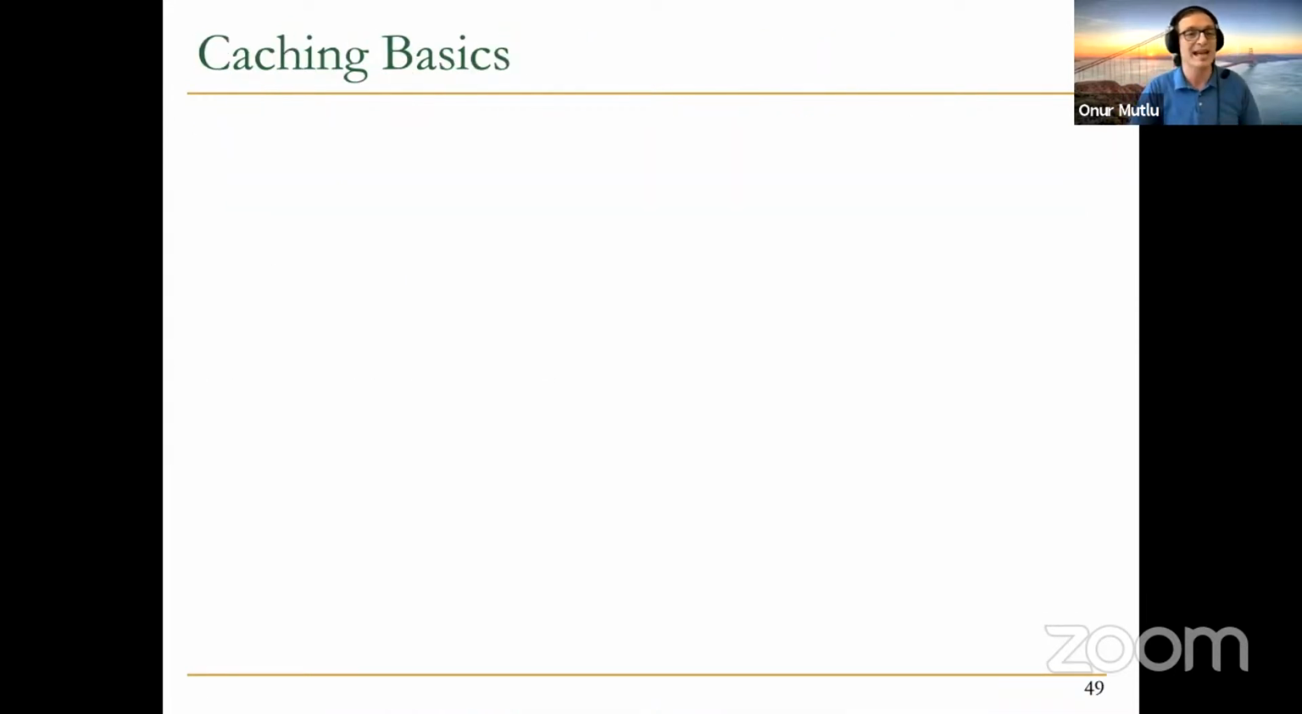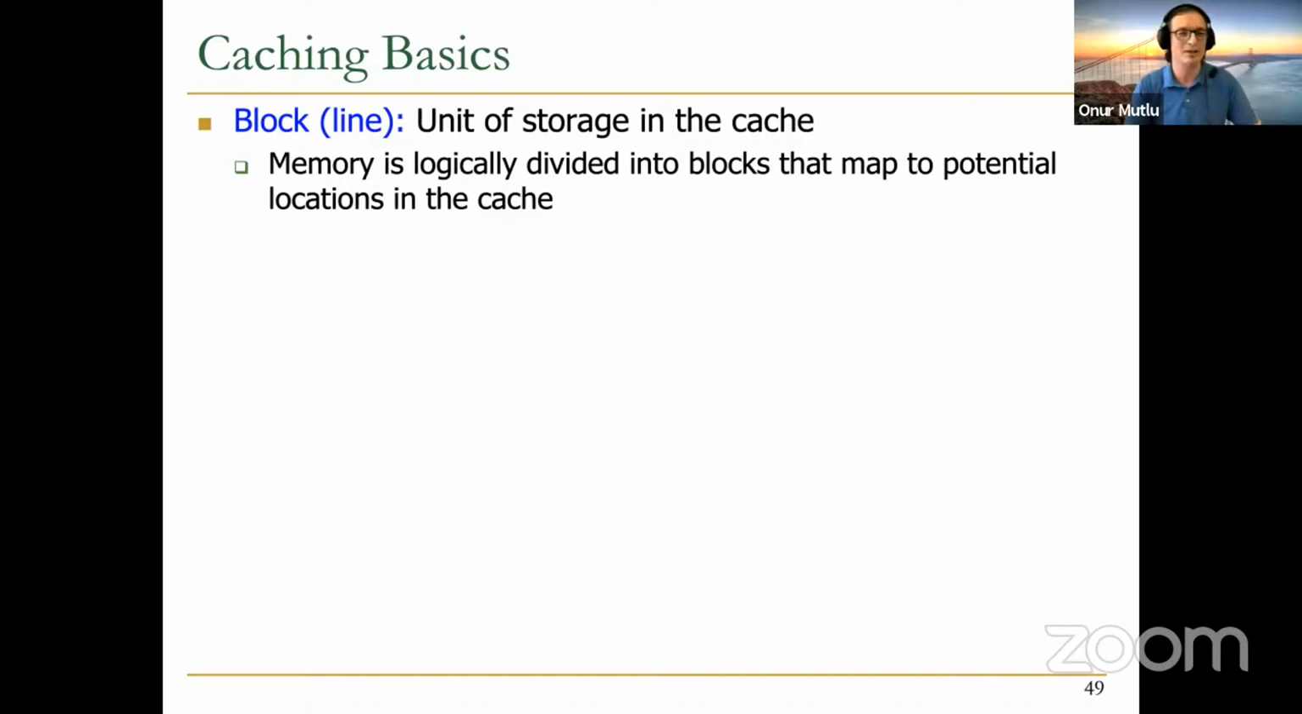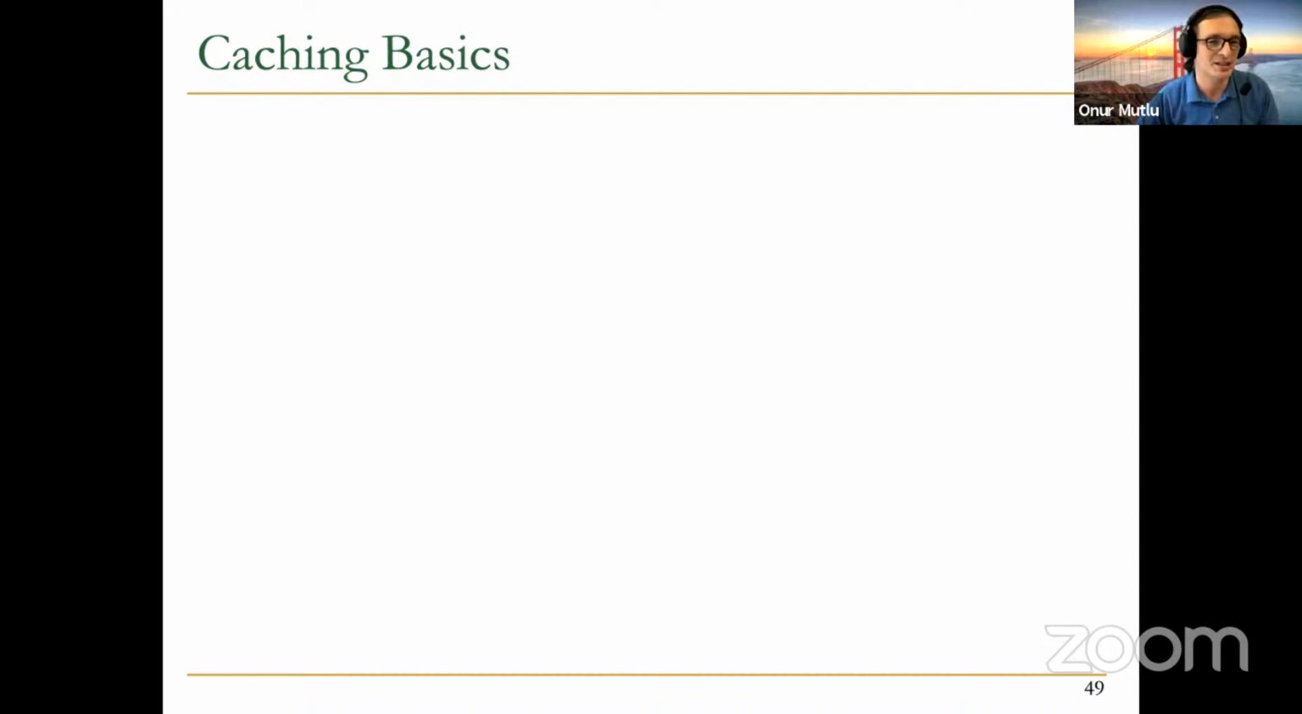But before we build the cache, let's talk about some more basics. So I'm going to define more. A block, now I'm going to define it a little bit more formally. This is really the unit of storage in the cache. This is also called a line. IBM terminology says line. Both are used actually in literature today, a cache block or cache line. I'm going to use block. Memory is logically divided into blocks that map to potential locations in the cache. So I'm going to rename that chunk to block, basically. So memory chunks are also called memory blocks, let's say. They map to potential locations in the cache.